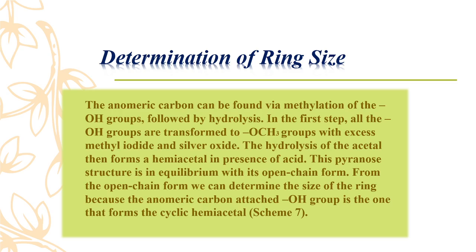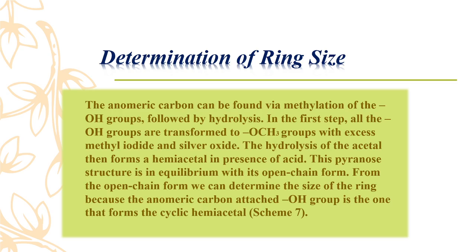Suppose we have a carbohydrate and we want to know the actual ring size, or the number of carbons in this sugar unit. Then practically, how can we determine the actual ring size of the sugar? The anomeric carbon can be found via methylation of the OH groups followed by hydrolysis. That means we have a sugar unit with an anomeric carbon, and this anomeric carbon can be found via the methylation.